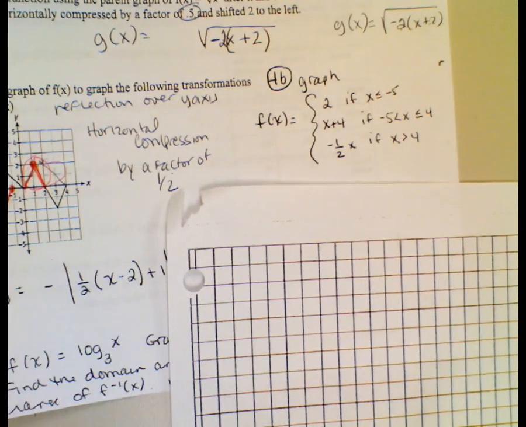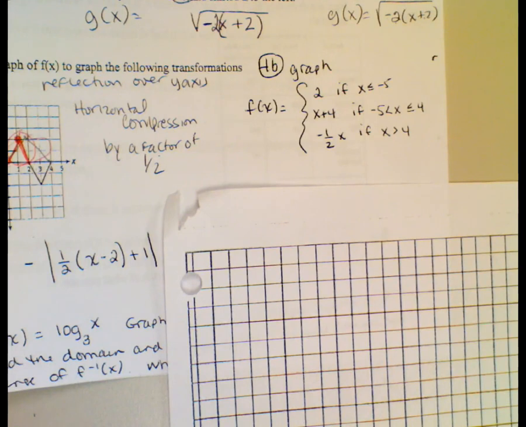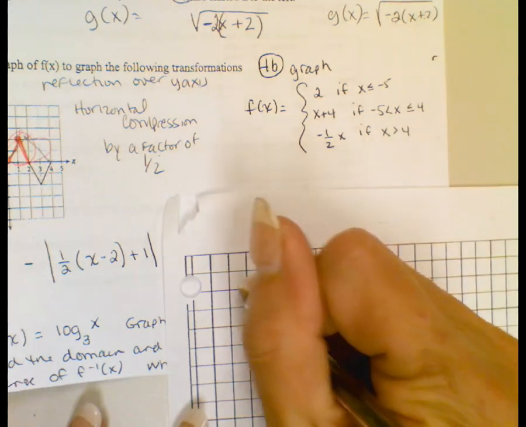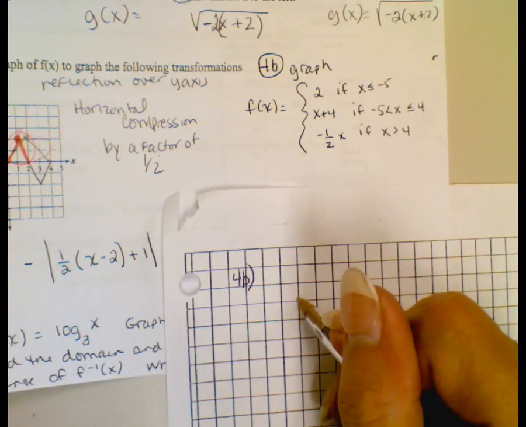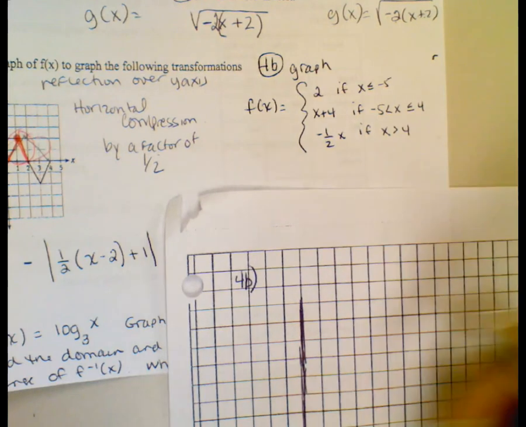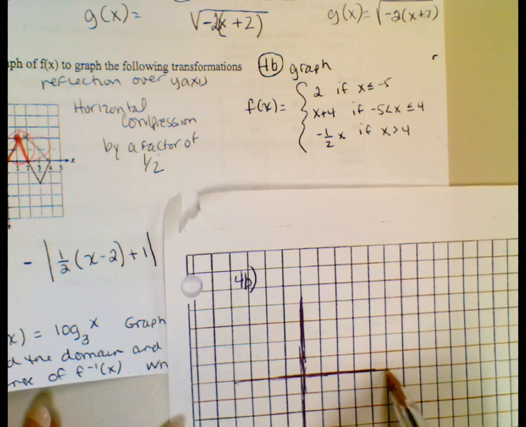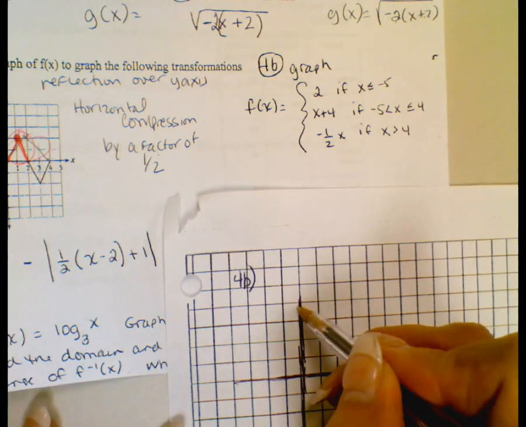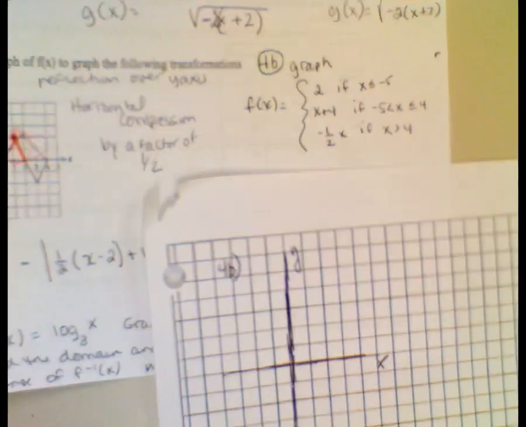And it wants us to graph a piecewise function. So I gave you some graph paper on the back. So we're going to make our own graph for 4B. I know this is kind of dark graph paper, but it's the best I can do. It's going to be kind of hard to tell unless you make it dark. So this is my y-axis, x-axis, we'll call it X, Y. So we have a graph, okay?